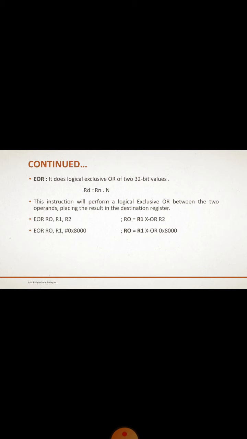EOR R0, R1, #0x800. In this, R0 will be equal to R1 XOR 0x800. Next is EOR R0, R2, R3 LSL #1. That is, R3 is left shifted by one position and then it is exclusively ORed with R2 and the result is stored in destination register R0.